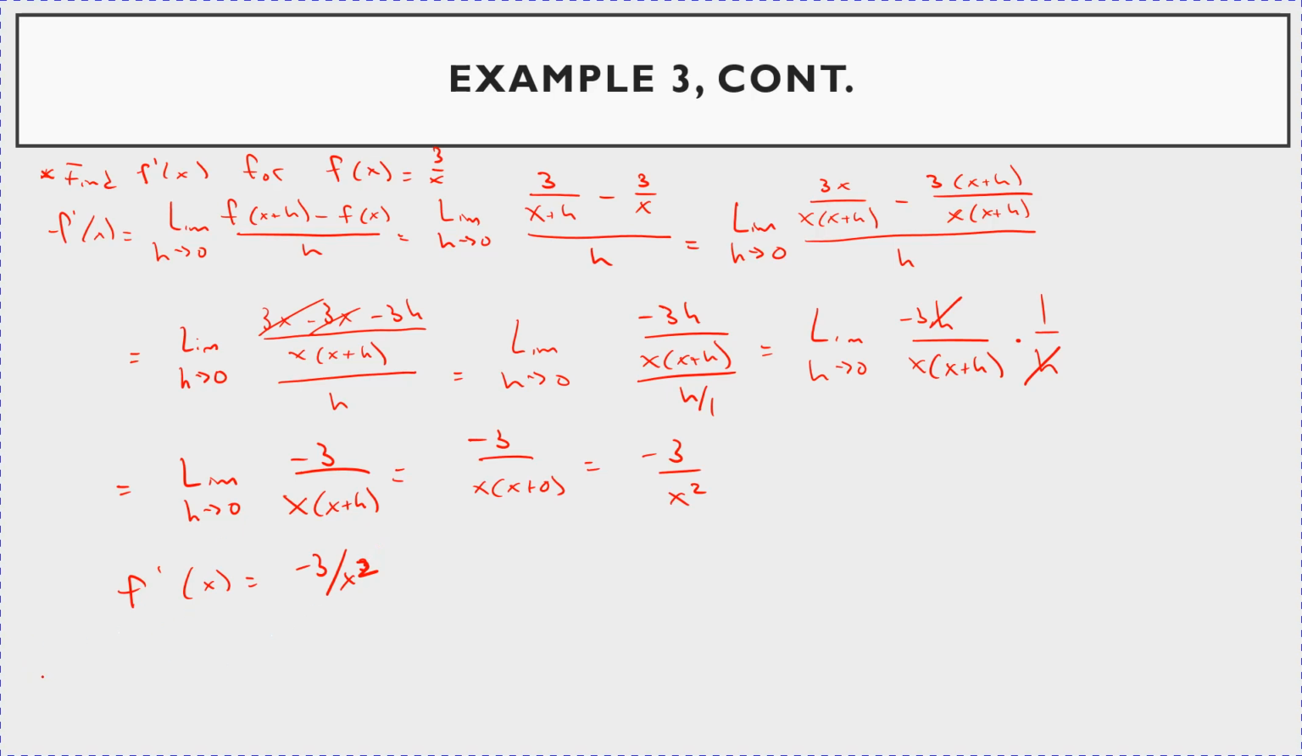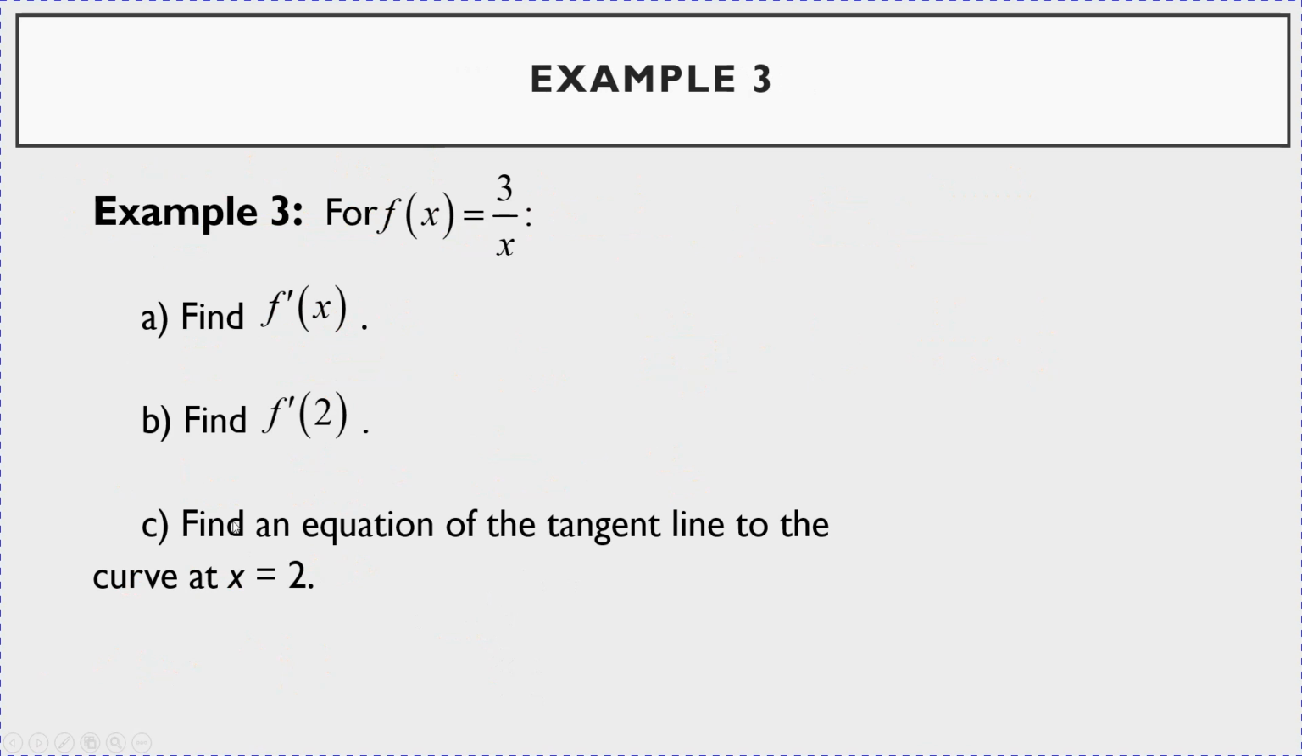So now the next part said, let's find f prime of 2. Well, you can just take that 2 and plug it in. Well, 2 squared gets you 4. So the slope of the tangent line when x is equal to 2 is minus 3/4. Well, look, I've got the slope. So now what I want to do is find an equation of the line tangent to the graph when x is equal to 2.